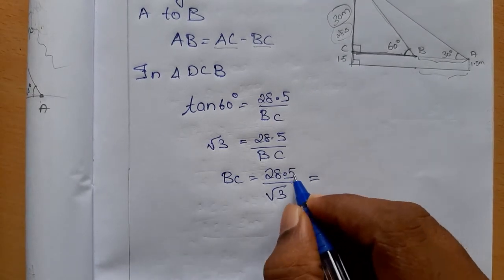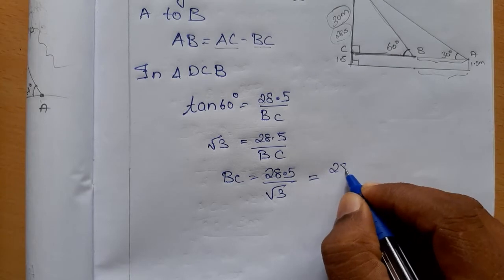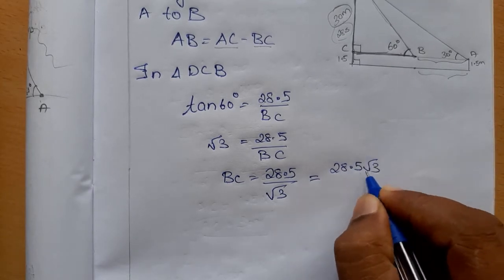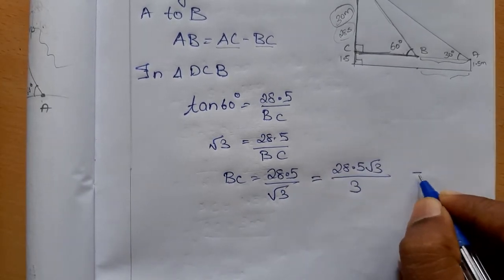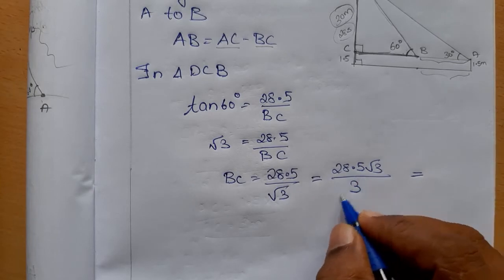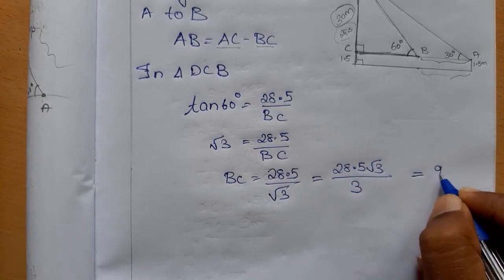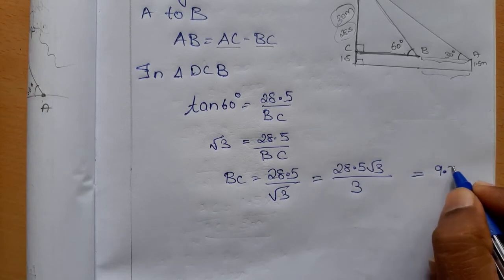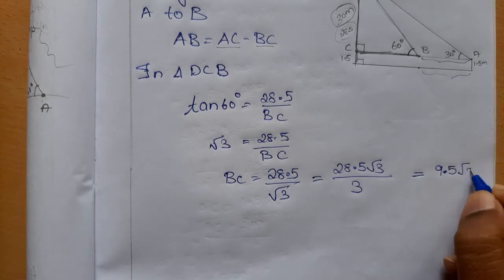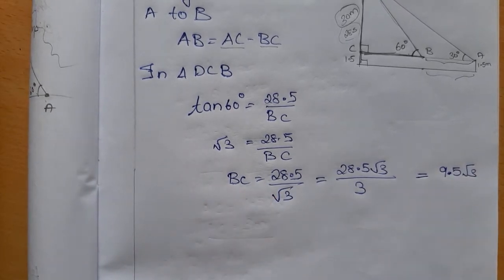So we multiply square root of 3 on both numerator and denominator. So 28.5 into root 3 divided by 3. The 3 can be cancelled, giving 9.5 times square root of 3, right? So BC is equal to 9.5 square root of 3.